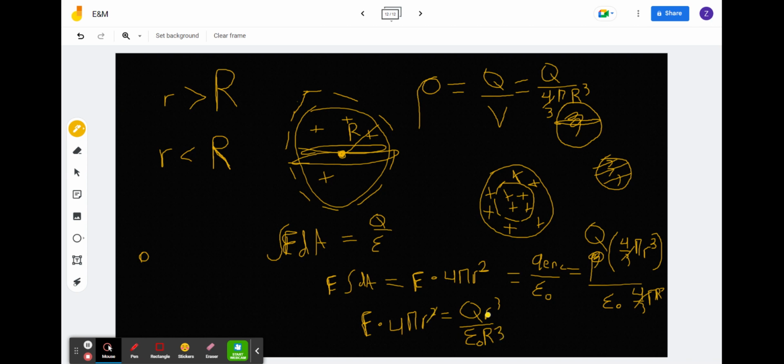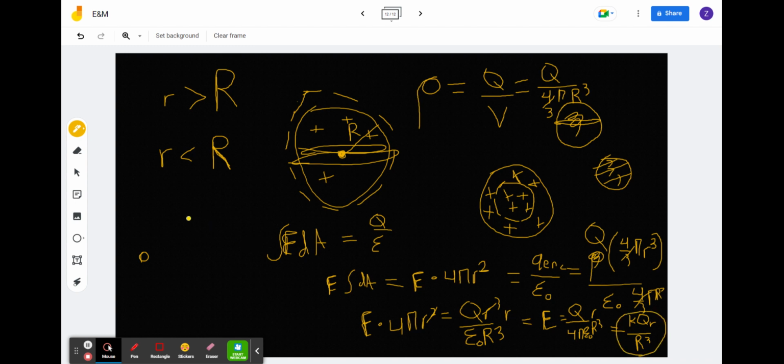So we can cancel out the r's, and we're left with E is equal to Q over 4 pi epsilon naught big R cubed, times little r. And again, 1 over 4 pi epsilon naught is just k, so it's going to be kQ little r over big R cubed. And that's the electric field inside the sphere.